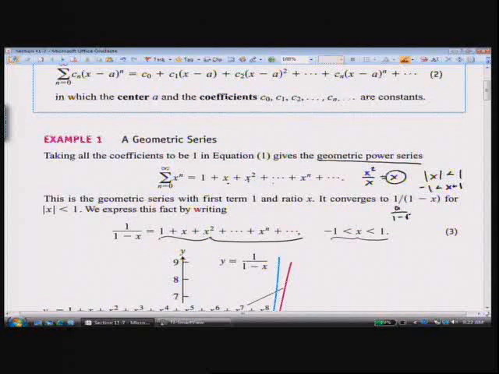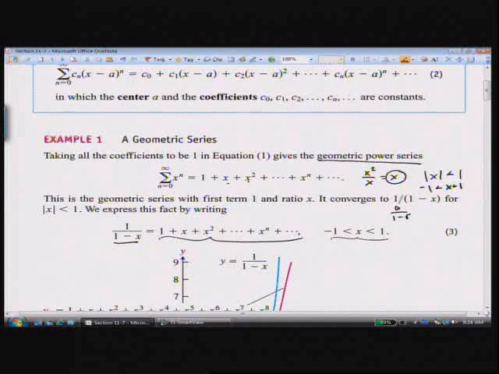I know a geometric will converge when the absolute value of the ratio is less than 1. So if I let the absolute value of X be less than 1, that's going to be your ratio, then I can say exactly what it converges to: 1 over 1 minus X. And so then I can write this function as a power series. It's really kind of cool.